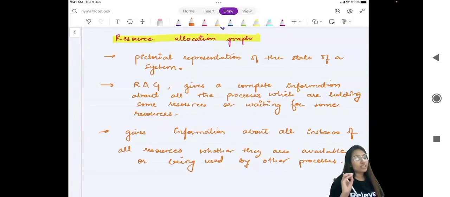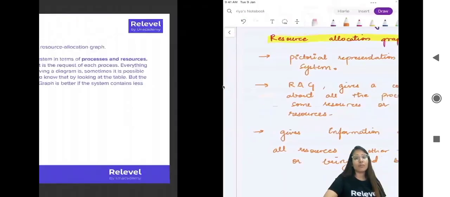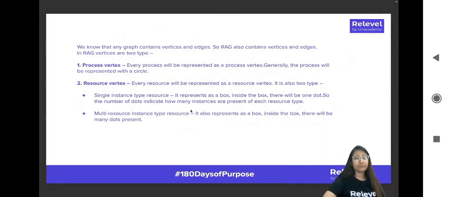Okay, so in a resource allocation graph, the process is basically represented, right? So we have to first take care of a few terminologies. How do you represent a process? How do you represent a resource? So let's take a look. We know we are creating a resource allocation graph. That means it's going to be a graph-like structure, and graphs always have vertices and also have edges. Okay. So a resource allocation graph is also going to have vertices and edges.